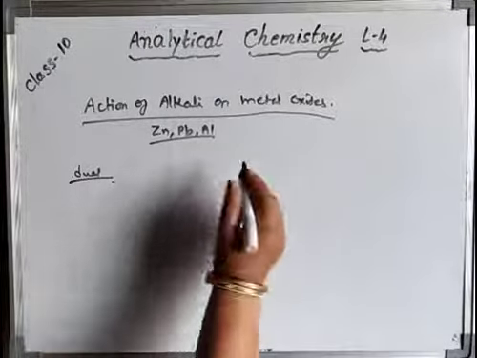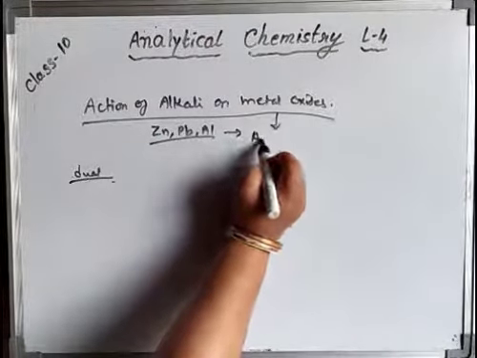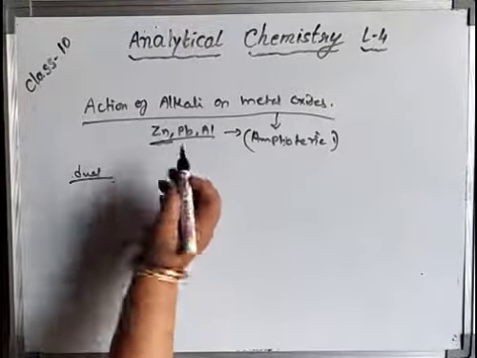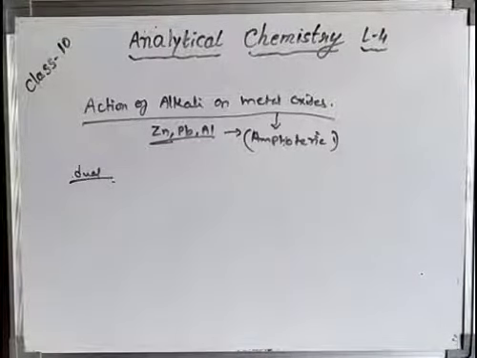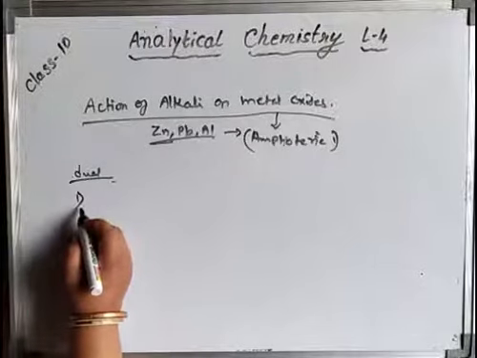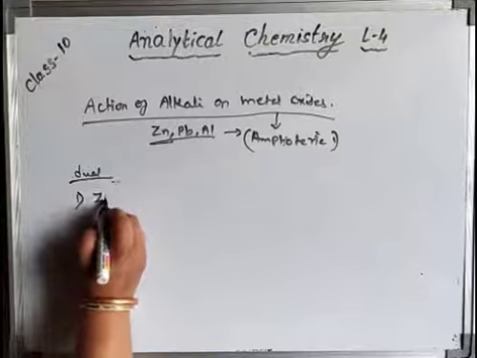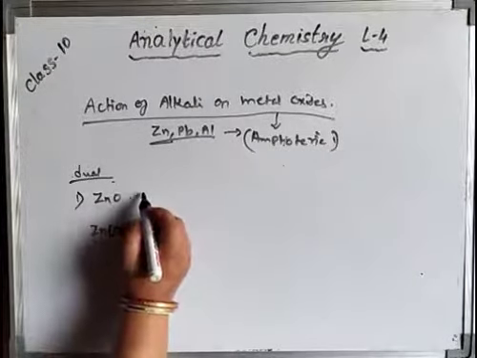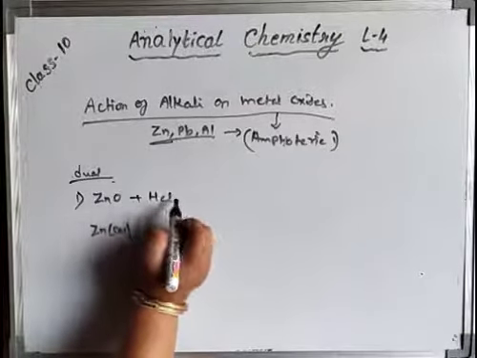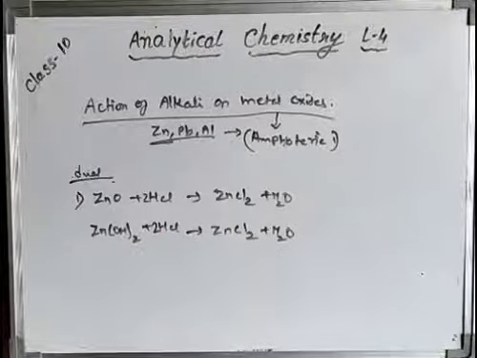That's why their oxides and hydroxides are known as amphoteric. Let us see an example. I'm taking zinc, and the rest of the elements you can do by yourself. First I'm doing zinc. You see that zinc oxide or zinc hydroxide, both react with HCl to give salt and water. HCl is an acid. Balance it. This is the normal behavior of zinc oxide and hydroxide.